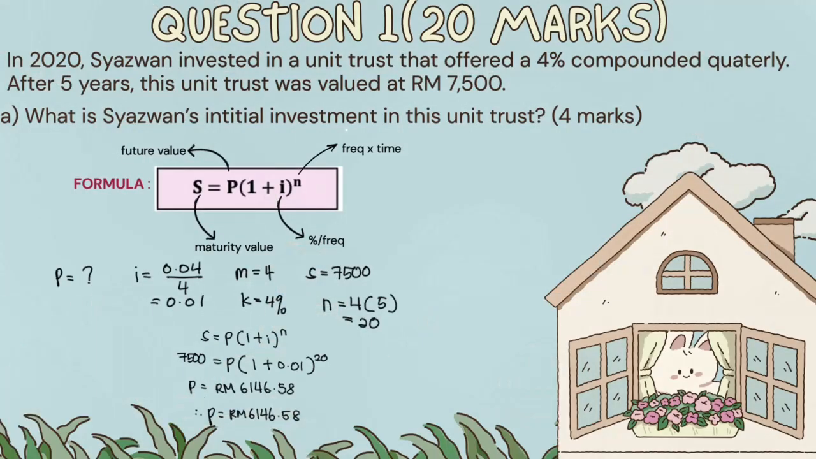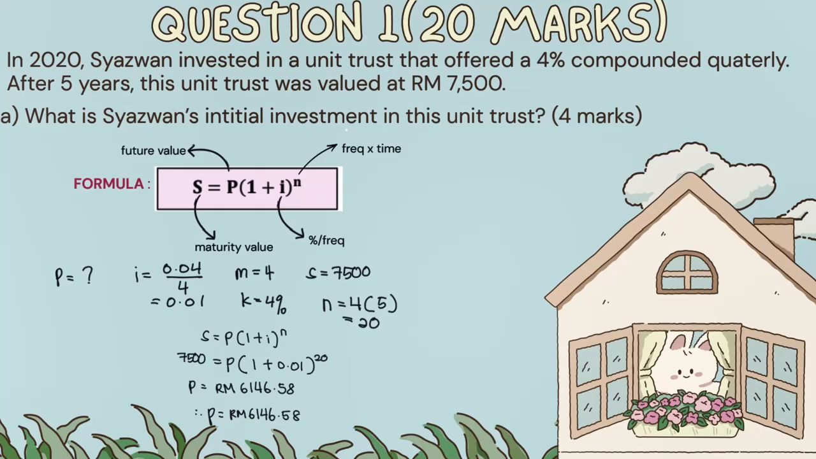Hello, my name is Fiona. I will solve question 1A and B1. In 2020, Shazwan invested in a unit trust that offers 4% compounded quarterly. After 5 years, the unit trust was valued at 7,500. A. What is Shazwan's initial investment in this unit trust?